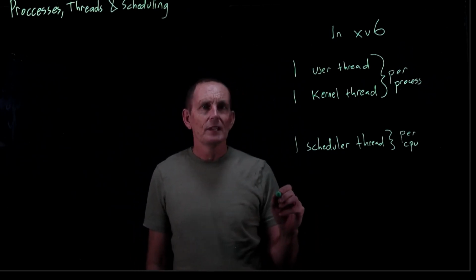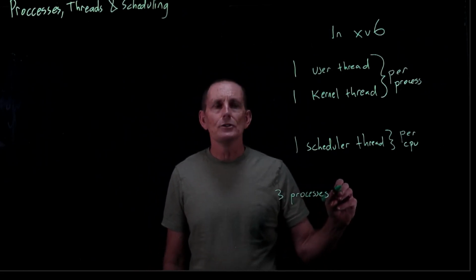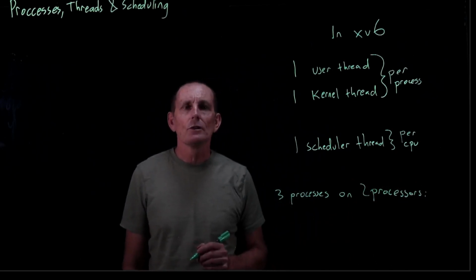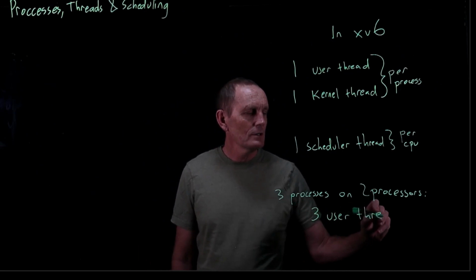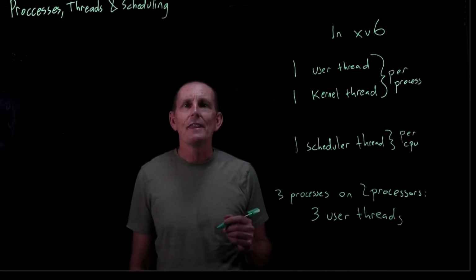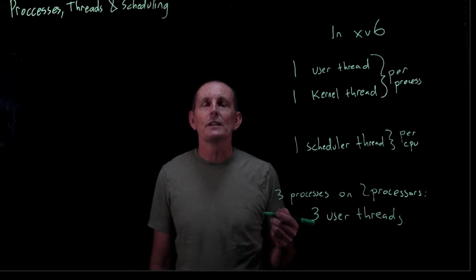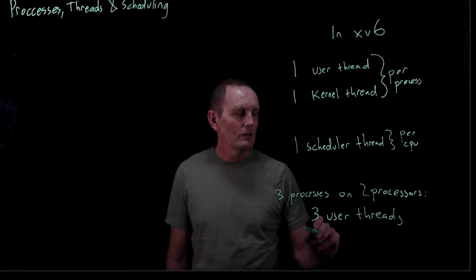So, for example, if we have, let's say, 3 processes on 2 processors, then we would have a total of 3 user threads, just 1 per process. And then every process has its own kernel thread, plus we've got 2 more kernel threads, 1 for each processor. So we have a total of 5.